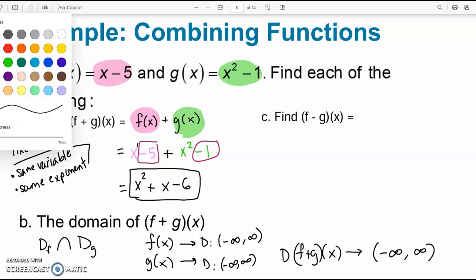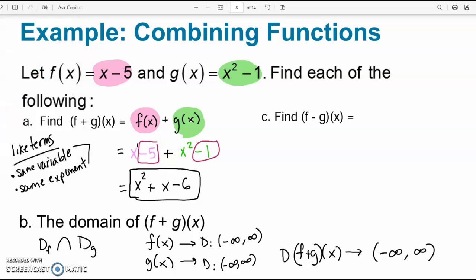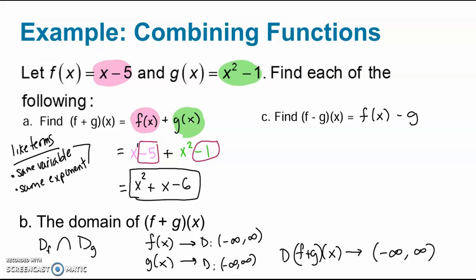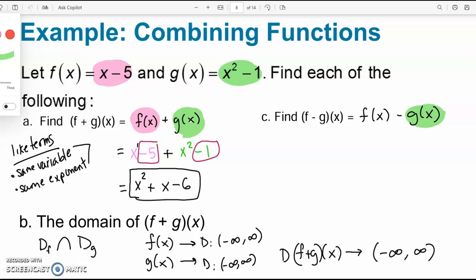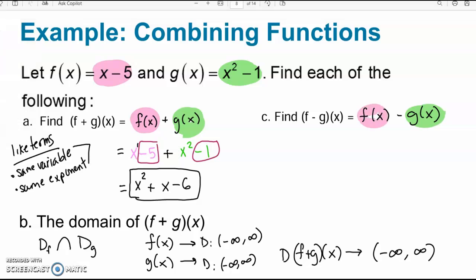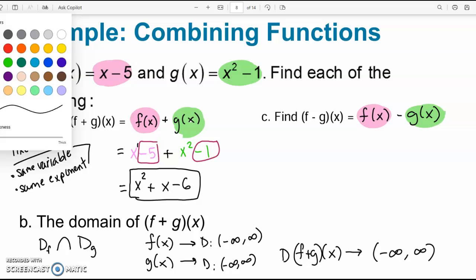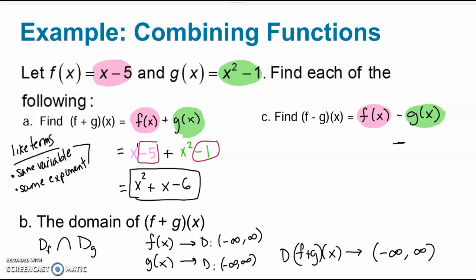Now, I also want to do the question over here. First find f minus g. So f minus g would be the same as f(x) minus g(x). So again, here's g(x), and here's f(x). This one's a little different though because we have this minus sign, so we have to subtract everything in g(x).